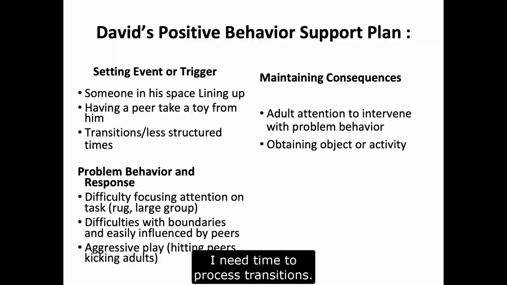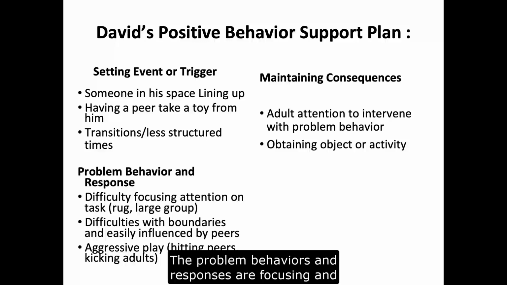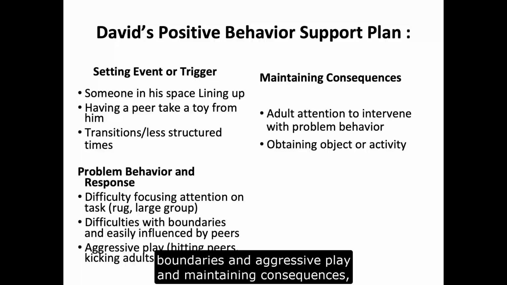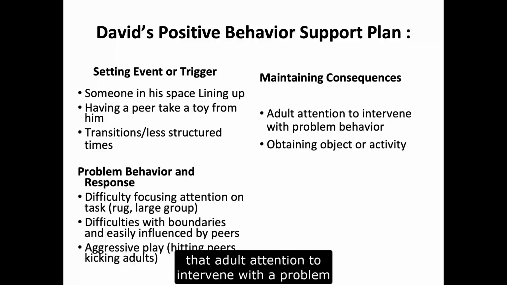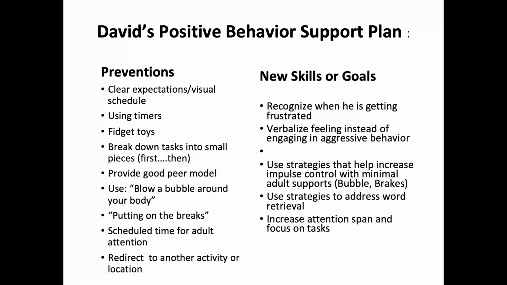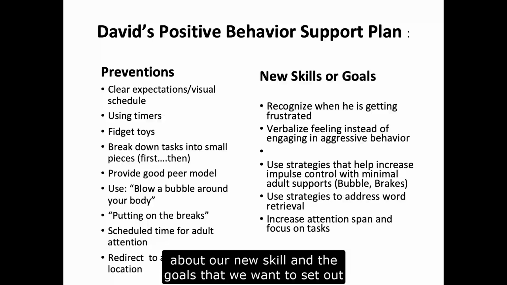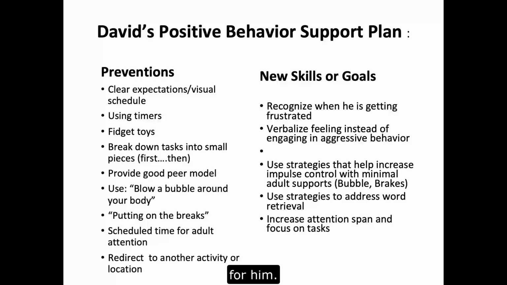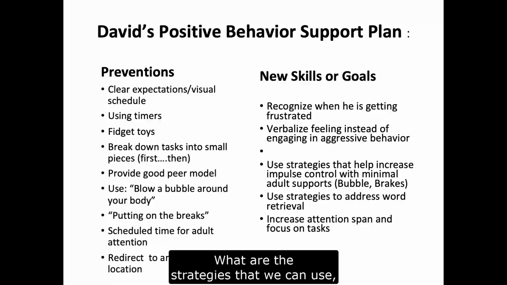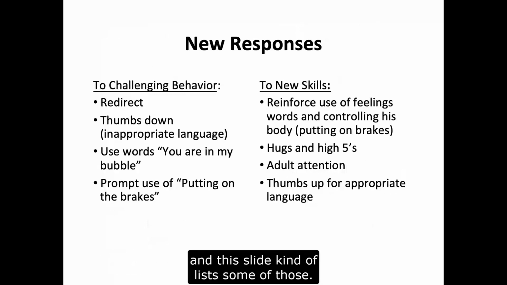So the problem behaviors and responses are focusing and boundaries and aggressive play and maintaining consequences. You know, that adult attention to intervene with a problem behavior and getting things back for him. So let's think about the preventions, and then let's think about our new skill and the goals that we want to set up for him. So what are the strategies that we can use? And this slide kind of lists some of those.